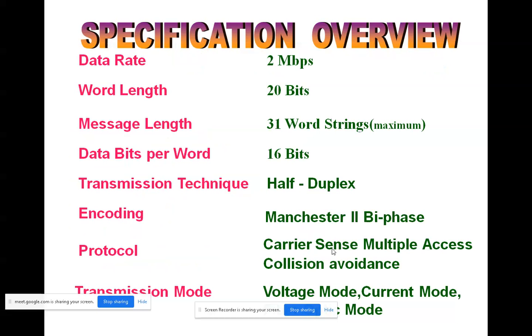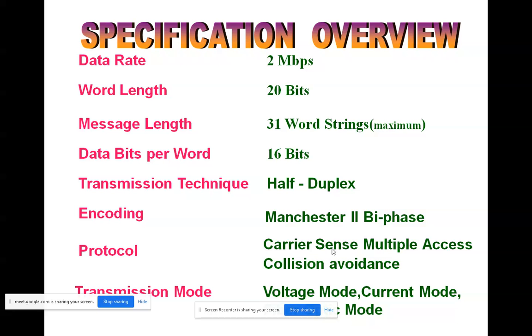The specification of this standard is given. Data rate 2 megabit per second, word length 20 bit, message length 31 words maximum. Data bits per word is 16 bit. The transmission technique is half duplex.